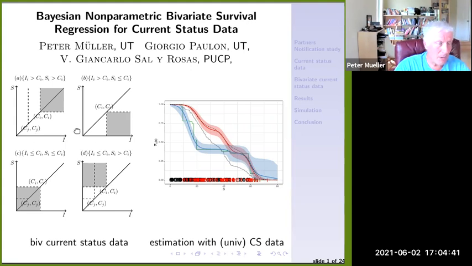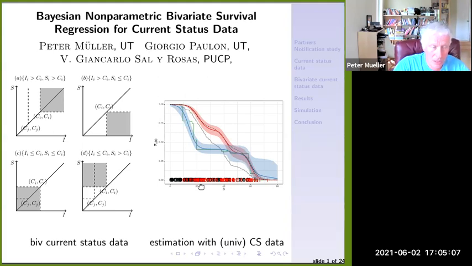So our data is bivariate data that's double censored on both sides, also known as current status data. So we have bivariate current status data, and we want to make inference about the underlying bivariate event time distribution. Before I get there, I'll talk briefly, for a few slides, about univariate current status data.